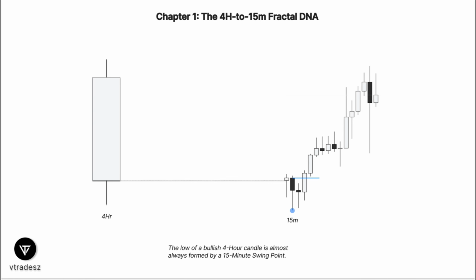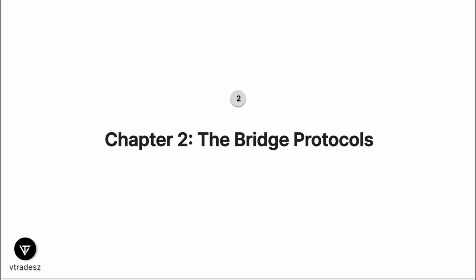When you are anticipating a 4-hour reversal, you are actually waiting for the 15-minute market structure to shift. The low of a bullish 4-hour candle is almost always formed by a 15-minute swing point. This means the 15-minute chart puts in a low, sweeps it, and then breaks structure to the upside. That 15-minute reversal is the bottom of the 4-hour wick. Understanding this fractal reality is the foundation of everything we do.